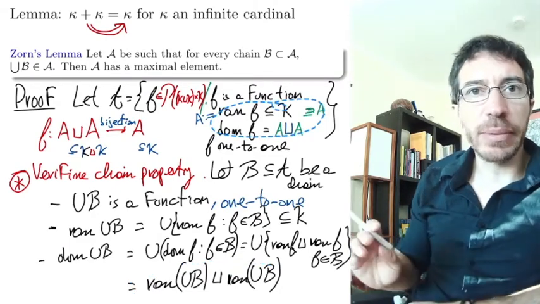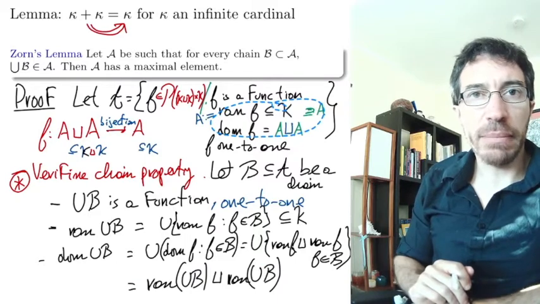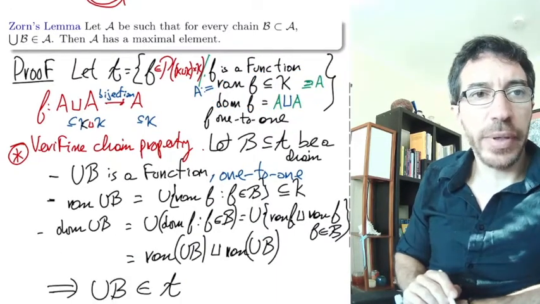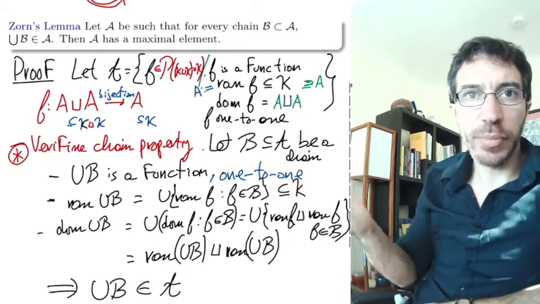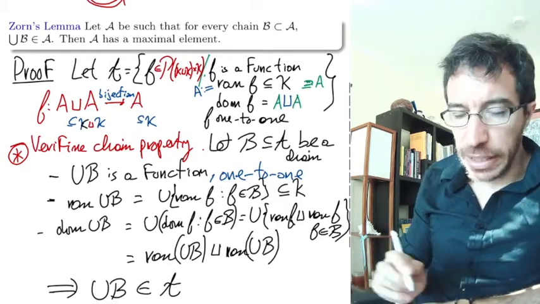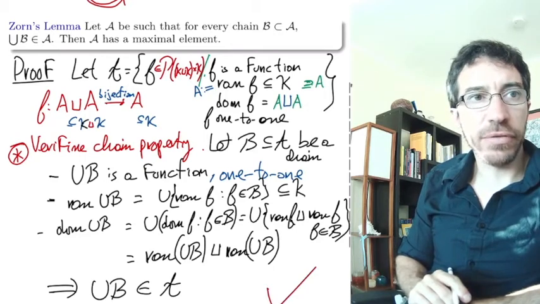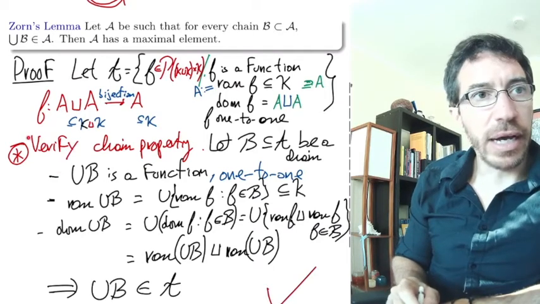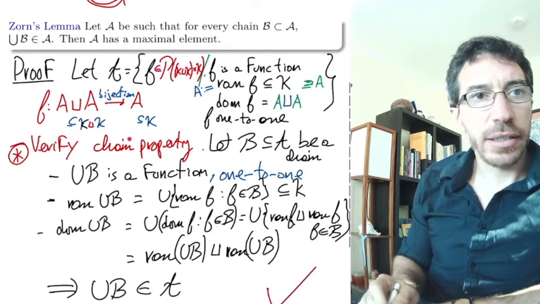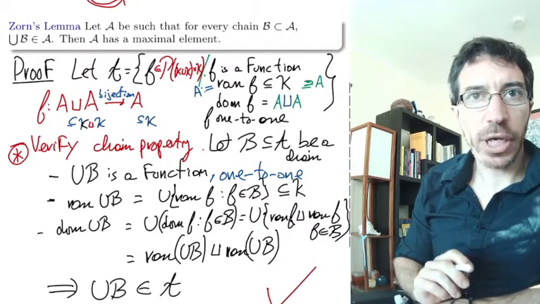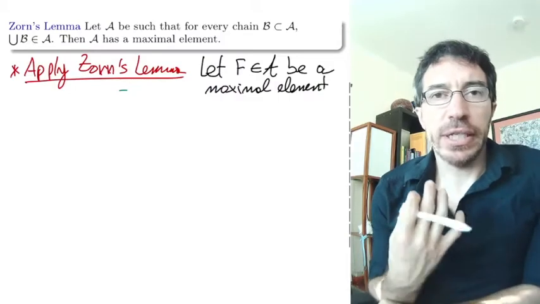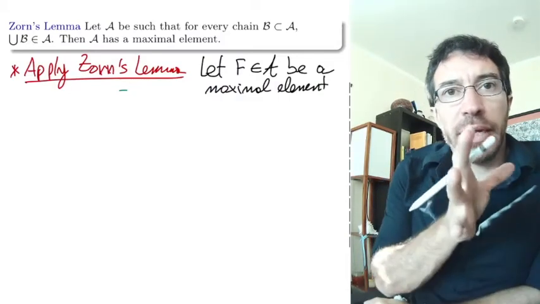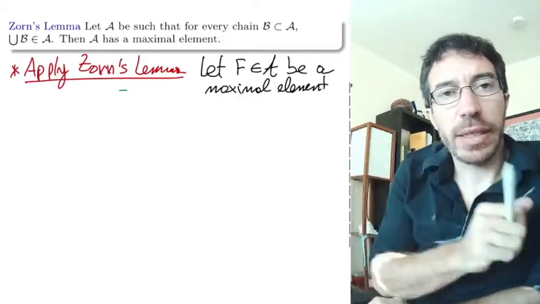So we got all the properties that we need to be a member of A. So we get that the union of B is a member of A because it satisfies all the properties that you need to be a member of this collection A. So that means that we have verified the chain property. Okay? Cool. So now if we verify the chain property, we can apply Zorn's lemma, right? Because we're in the hypothesis of Zorn's lemma, so we can apply it.